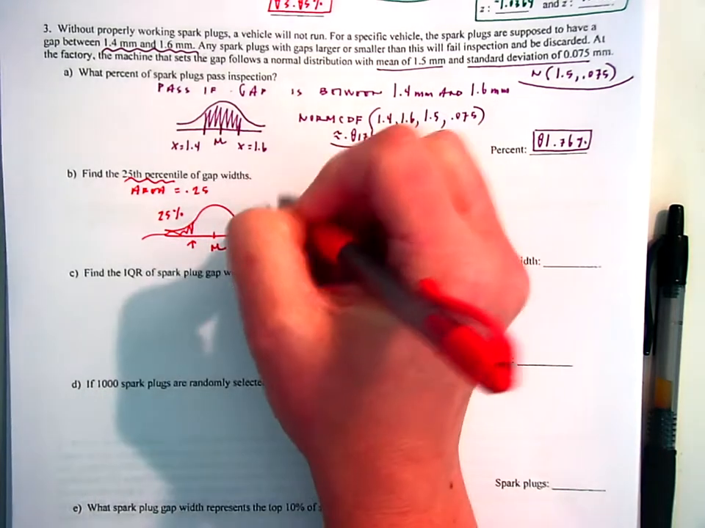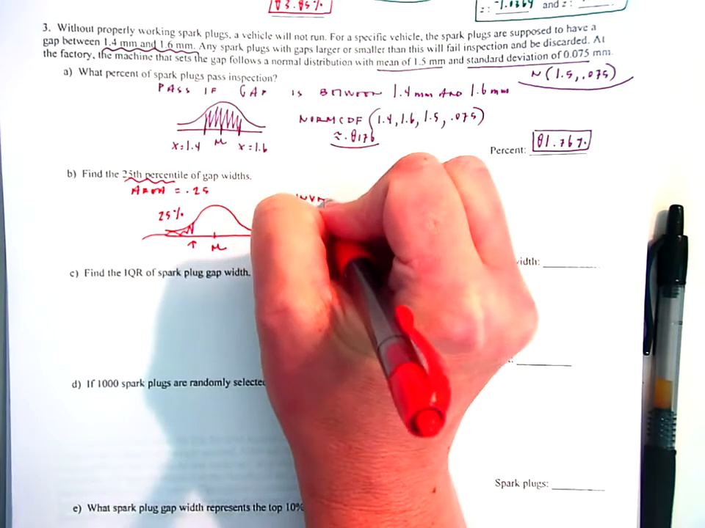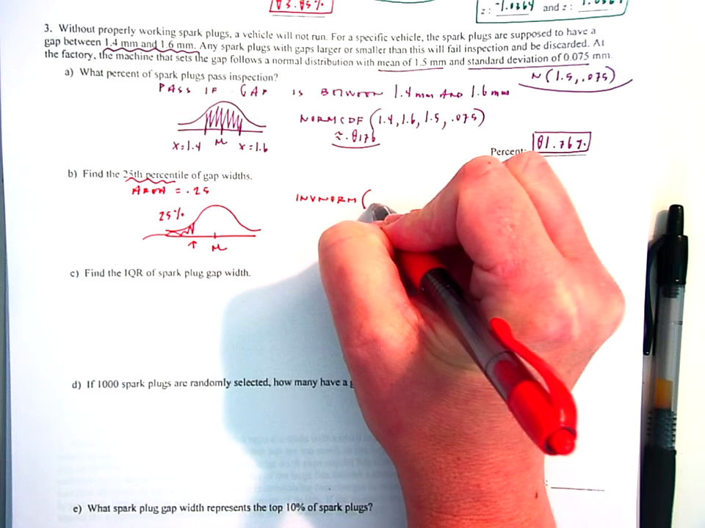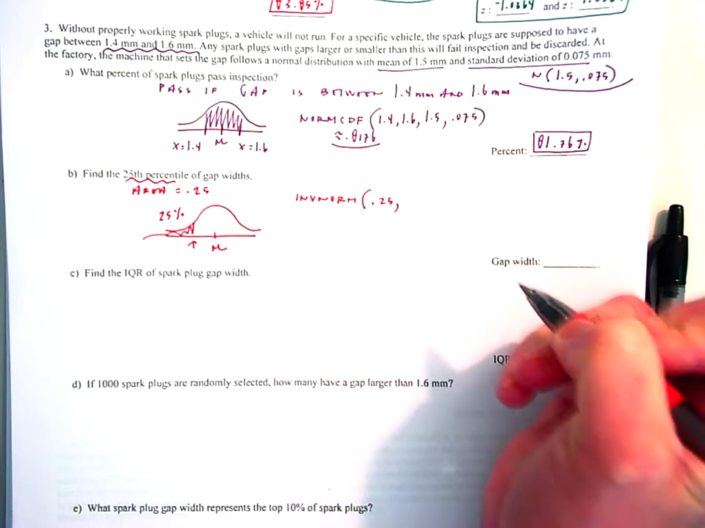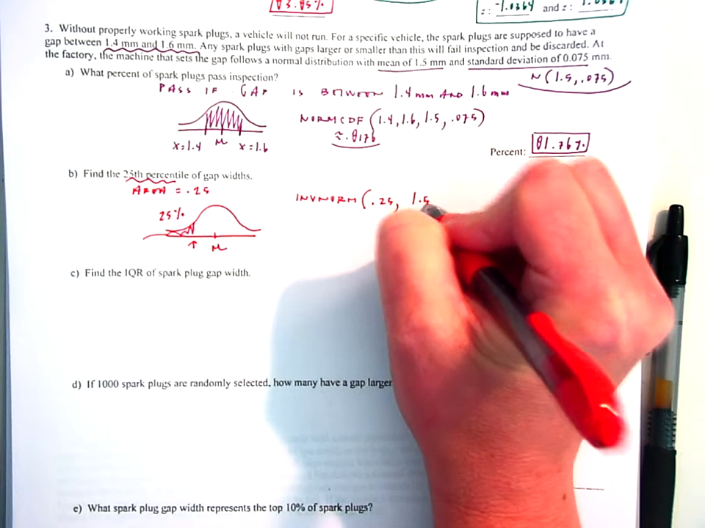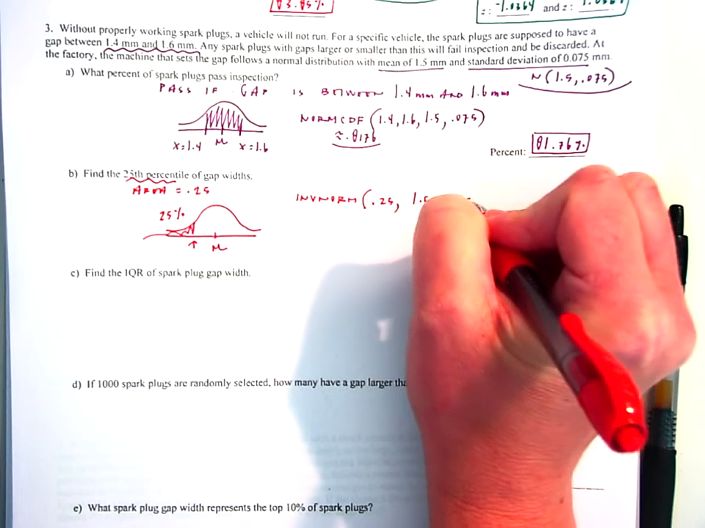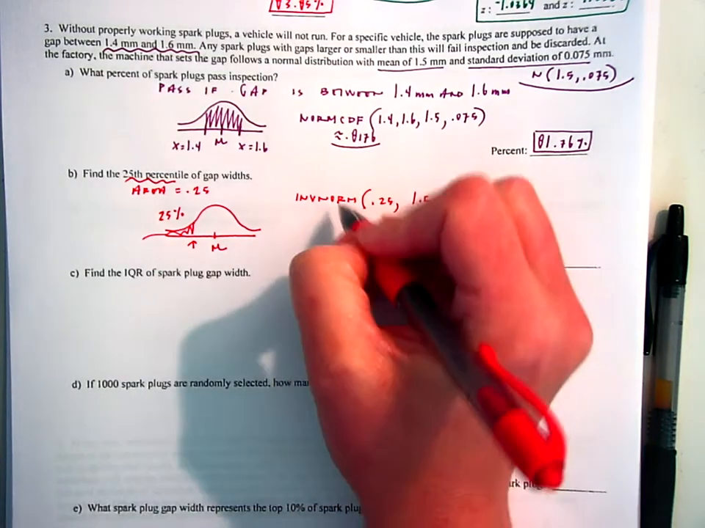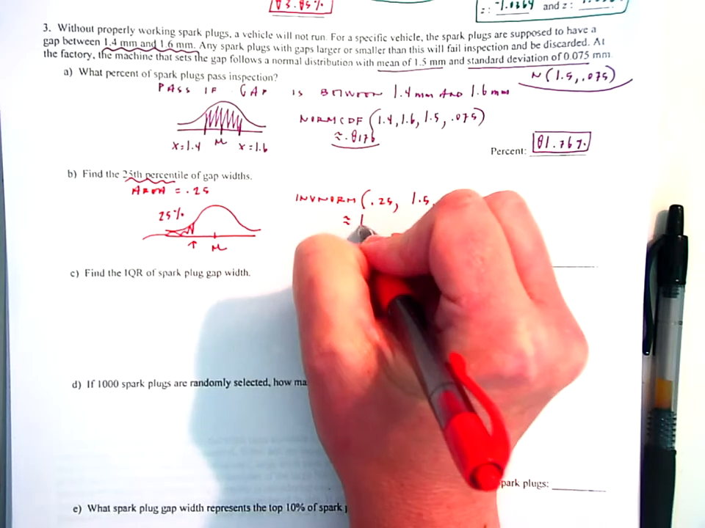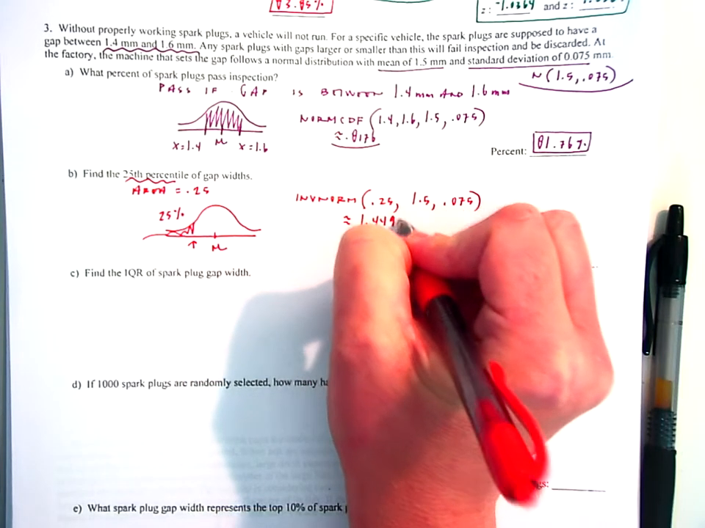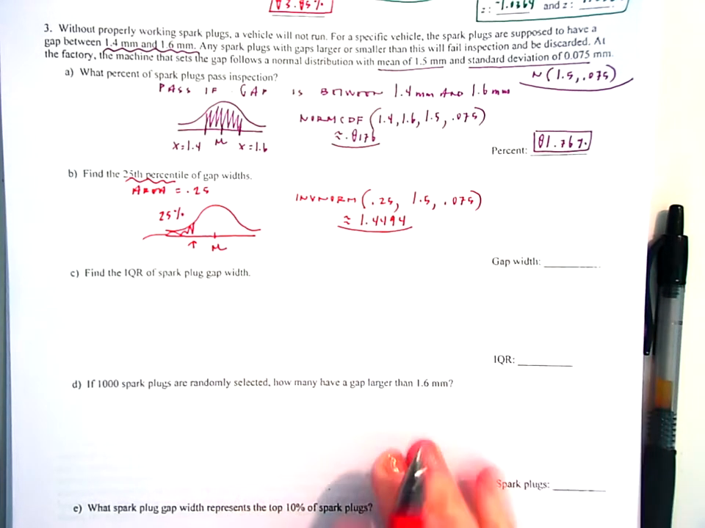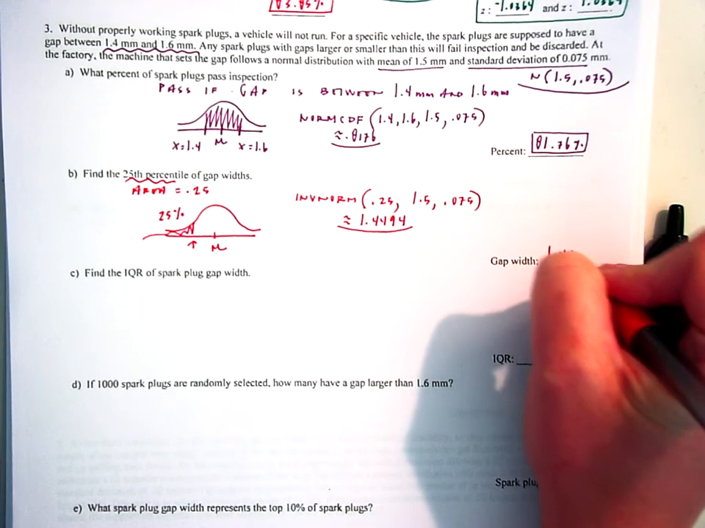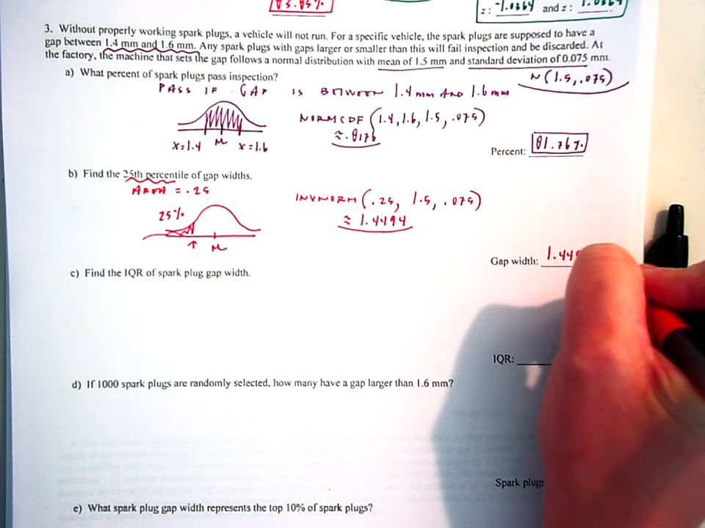Here I'm going to have to use inverse norm. The area, the proportion below, is 0.25. My mean is 1.5, and my standard deviation is 0.075. If I type that in, I'm going to get 1.4494. So that is the gap width: 1.4494 millimeters.